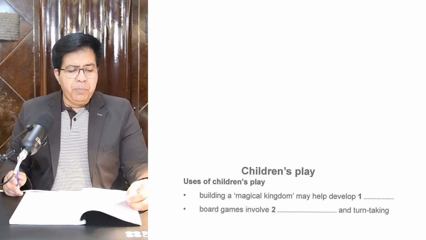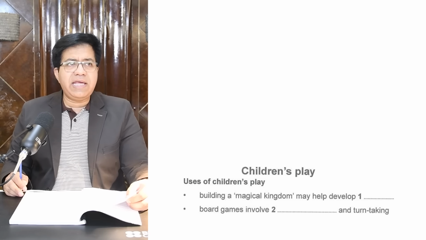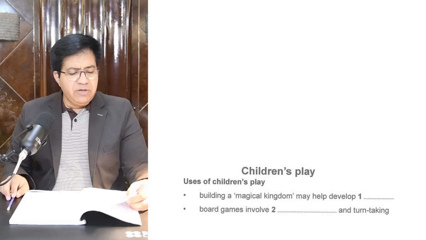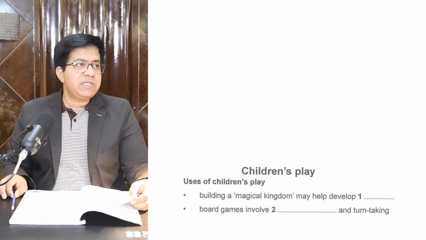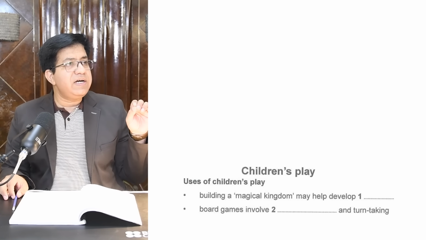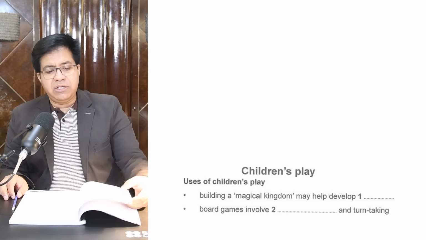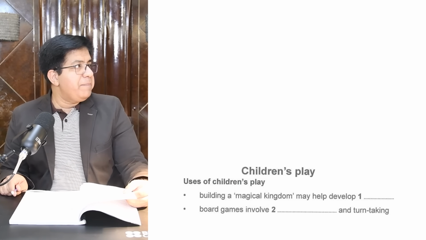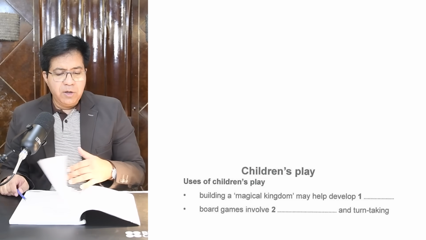Question number 2, board games. Like, Ludo is a board game, Carom is a board game. So board games involve dash and turn taking. Now there are two things. Board games involve two things. One is turn taking. And the second thing which they are going to mention with turn taking will be our answer. And what is the clue word? Clue word is board games.